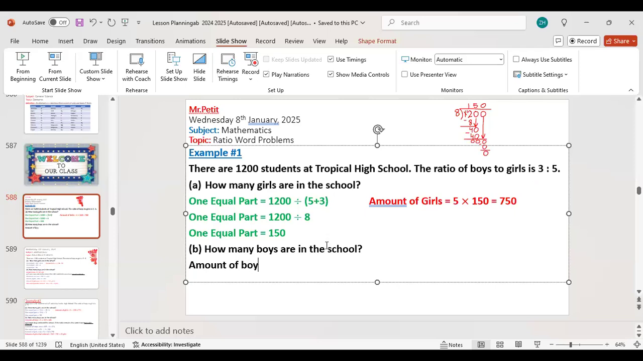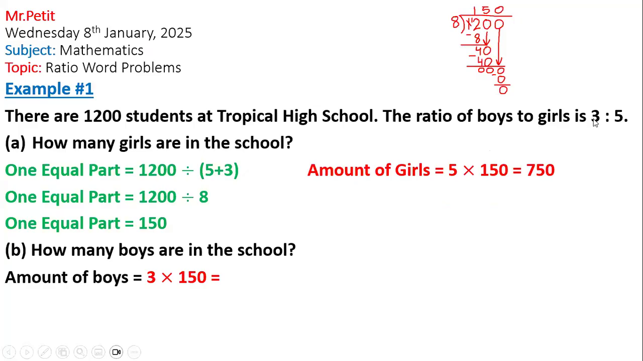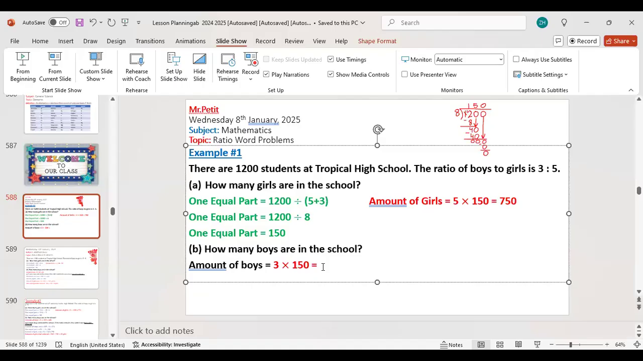So the amount of boys is going to be equal to, what am I going to multiply? Multiply 150 by 3. So it's going to be 3 multiplied by 150. The reason we do that is because the number of equal parts for the boys is 3. And 3 times 150 gives us what? 450. Very good.